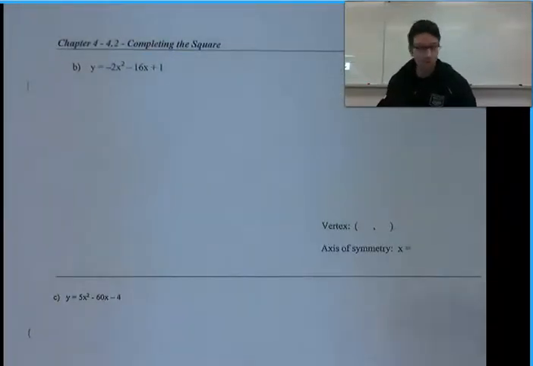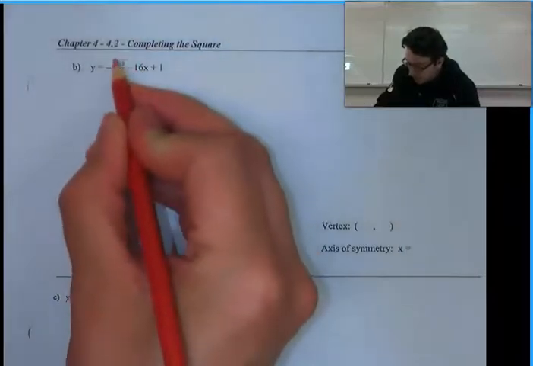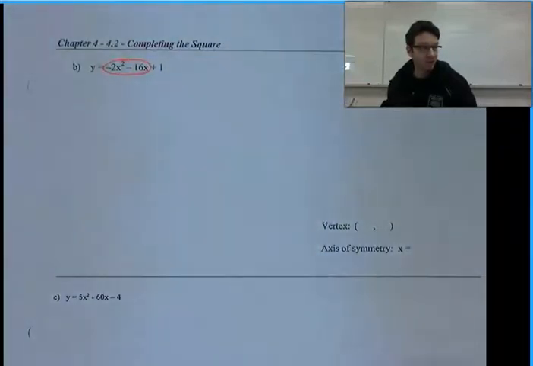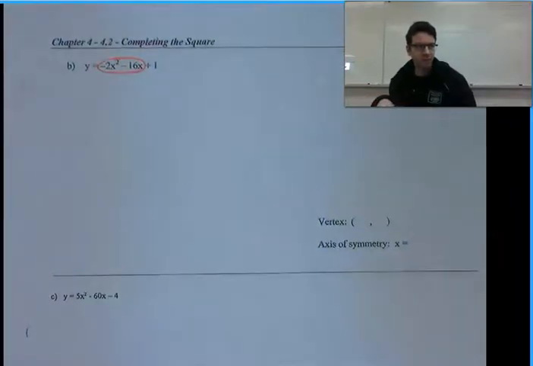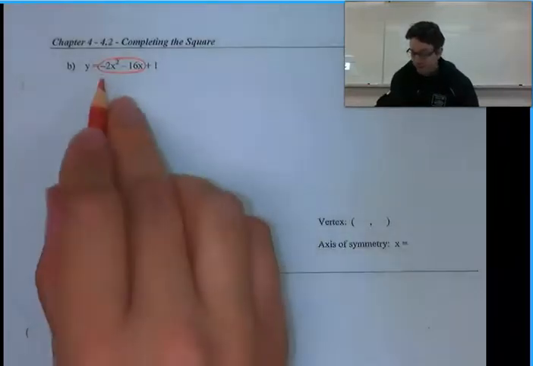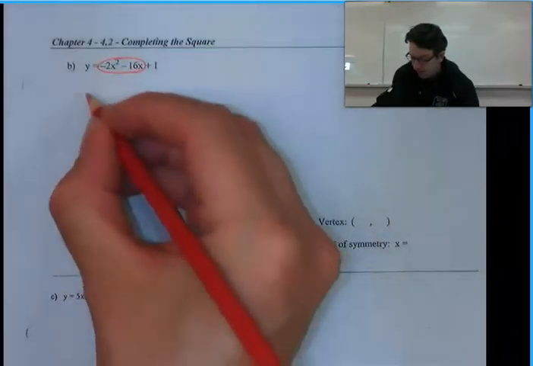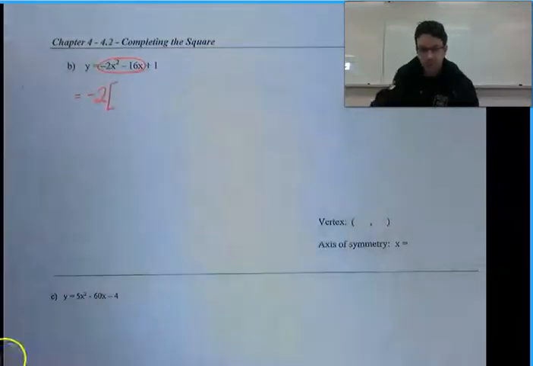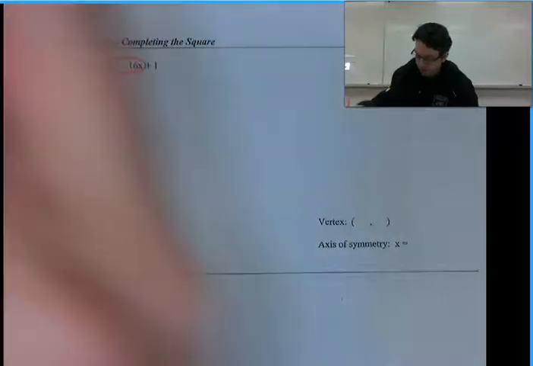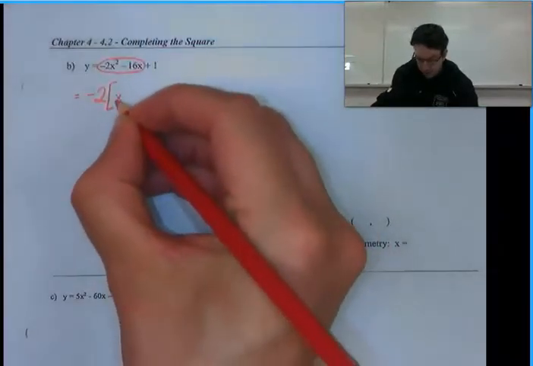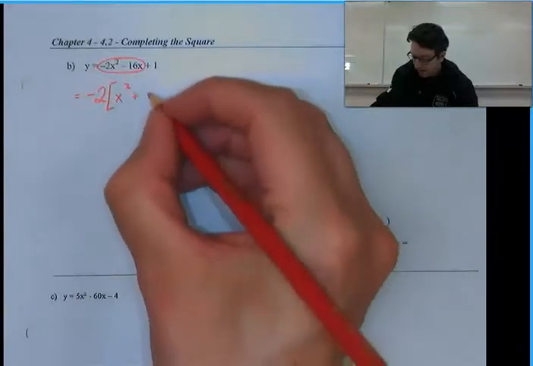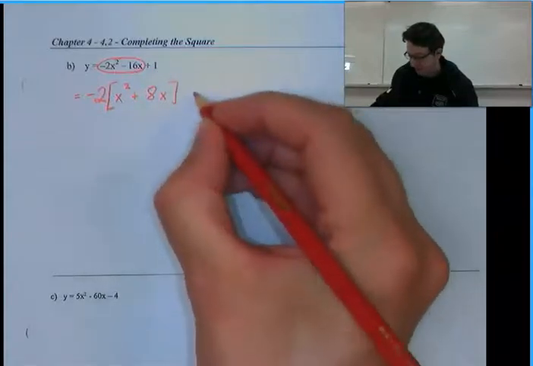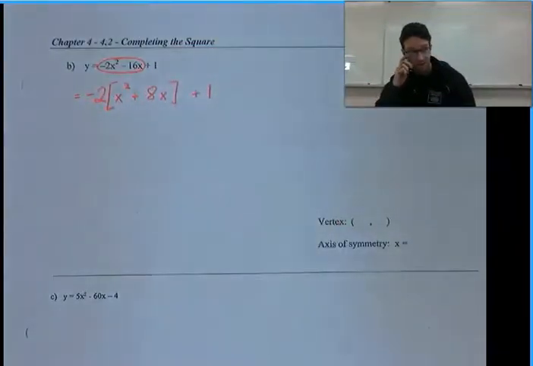Alright, step 1. Look at these first two terms and pull out a common factor, the greatest common factor, just among the coefficients. So in this case, -2. So let's pull out -2, and that leaves us, I'm going to do a big square brackets, that leaves us with x squared plus 8x. And then we still have this plus 1 that we'll just leave on the end. Again, we're not going to need that till the very, very end of what we're doing here.